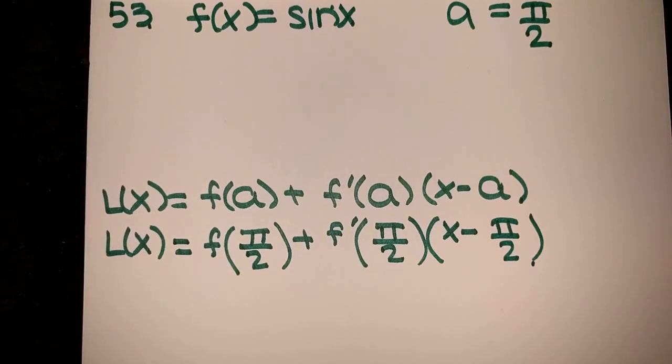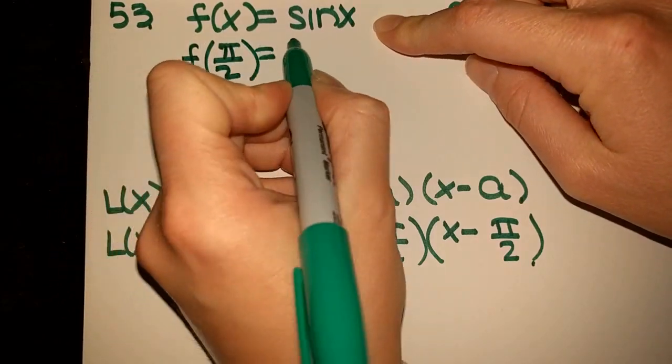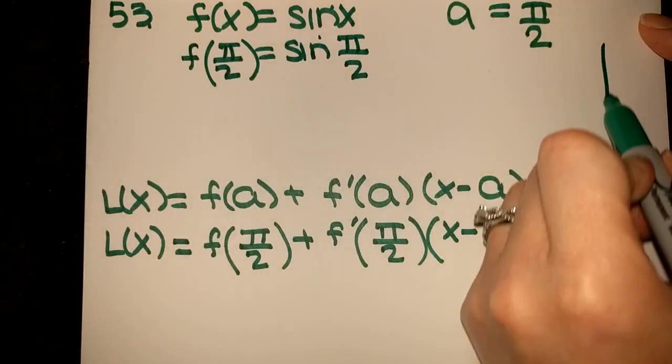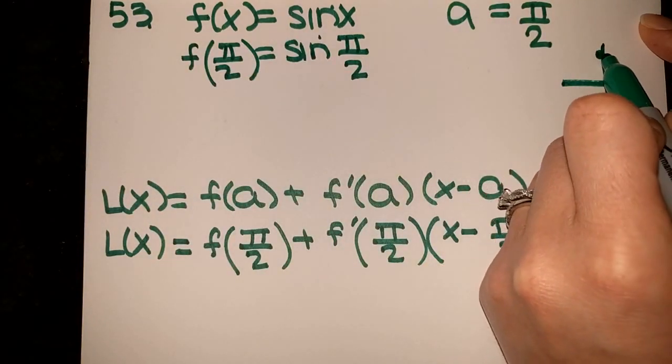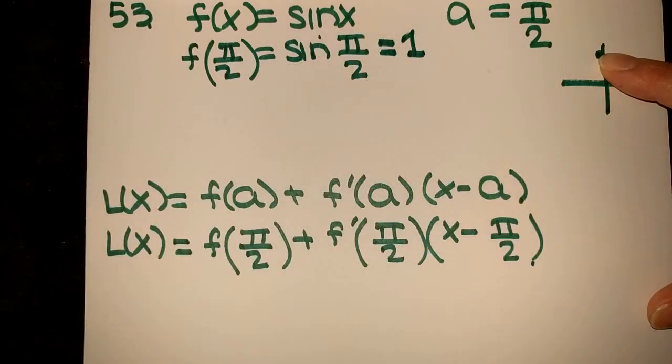So if you look at finding f of pi over 2, you would just go up here, you'd plug in pi over 2 into the function. Sine of pi over 2, again, we're up here, let's just draw the visual. Pi over 2 up here on the unit circle, the y coordinate is 1. So f of pi over 2 would be 1.